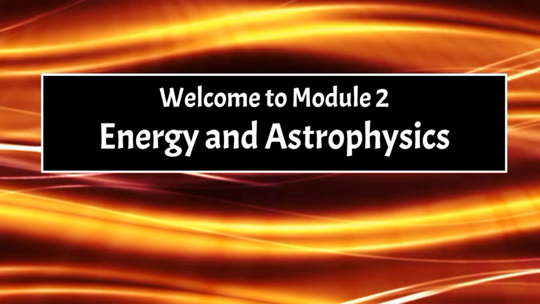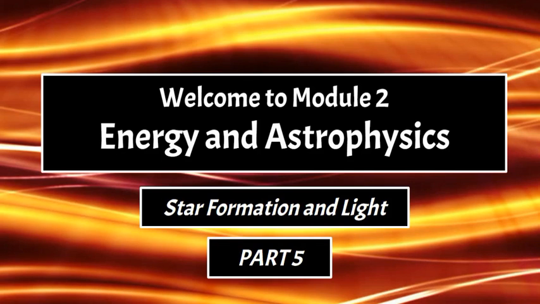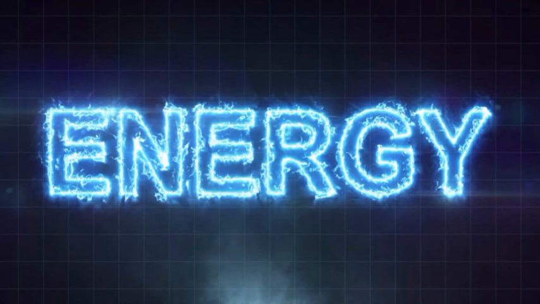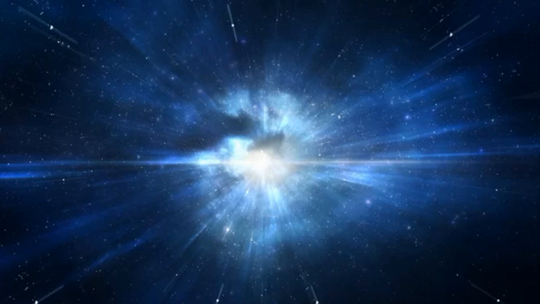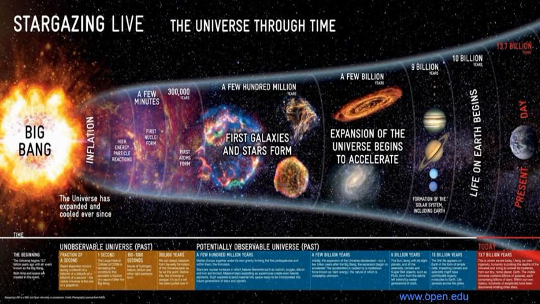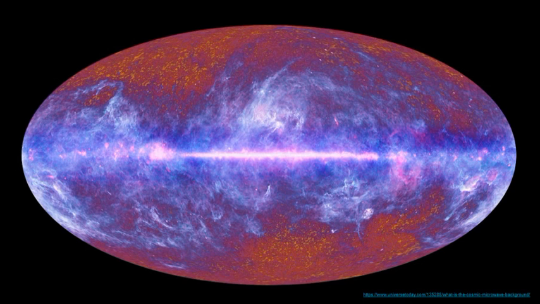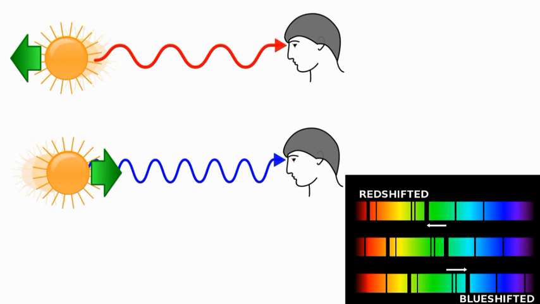Welcome back into Module 2, and this is Part 5, the final part, which is all on star formation and light. So in previous videos, we have talked, of course, about energy and the energy that was created from the Big Bang. We've looked at the timeline behind the Big Bang and the cosmic microwave background, giving us 13 billion year old evidence of this event occurring. We've also looked at how the shifts in light signatures of stars gives us information on star locations, but also the continual expansion of the universe.